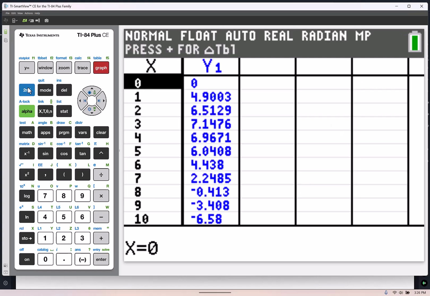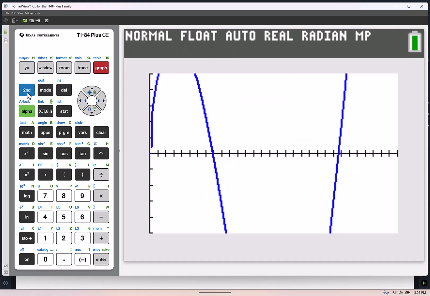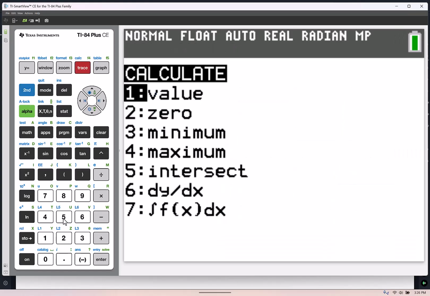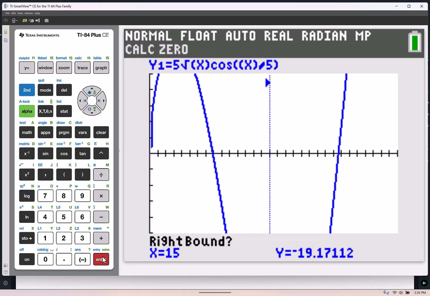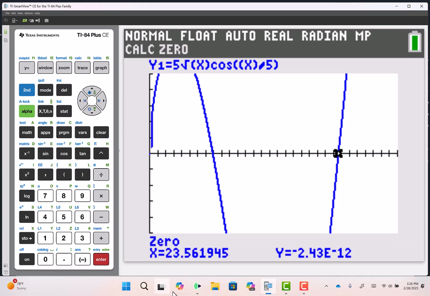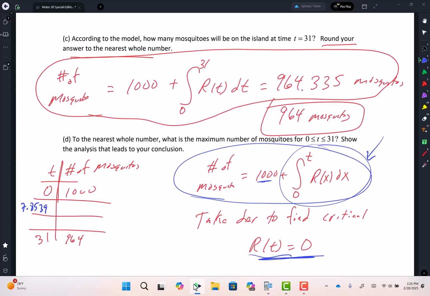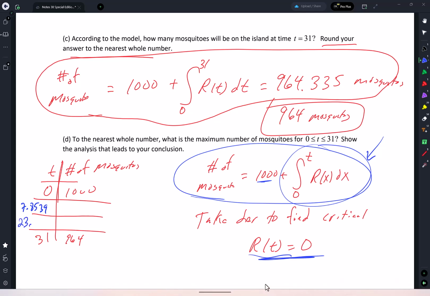So graph. Second, calculate number 2 again. And then I'm going to look between 15 and 16, 17, 18, 19, 20, 21, 22, 23, 24, 25, 26. Guess, boom. 23.561945. I don't care about that one, but I wanted to put it in here. 23 point what? 5649. And I'm going to put NA, not applicable.